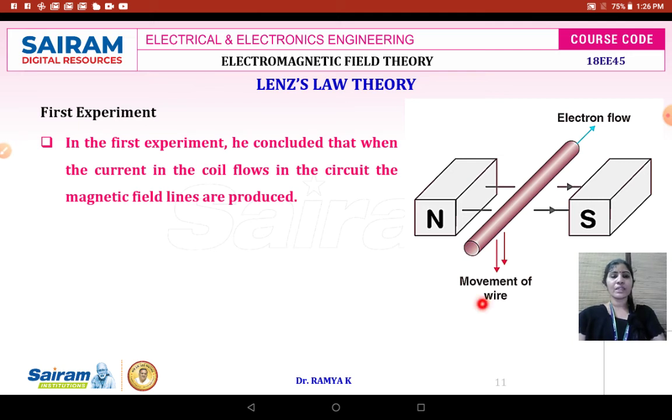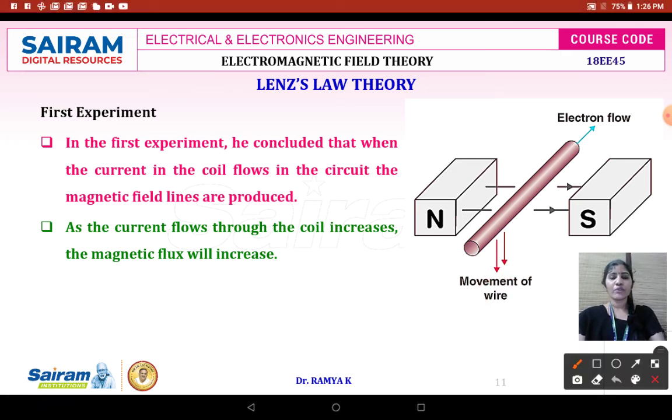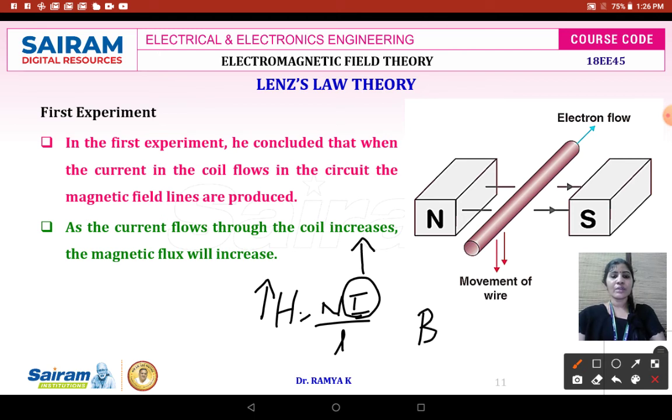When you pass a current in the coil, the magnetic field lines are going to be produced. As the current flowing through the coil increases, the magnetic flux increases. For example, H is equal to Ni divided by L, where I is nothing but the current. So as you increase the current, the magnetic field intensity also increases, which is nothing but B is equal to mu into H.